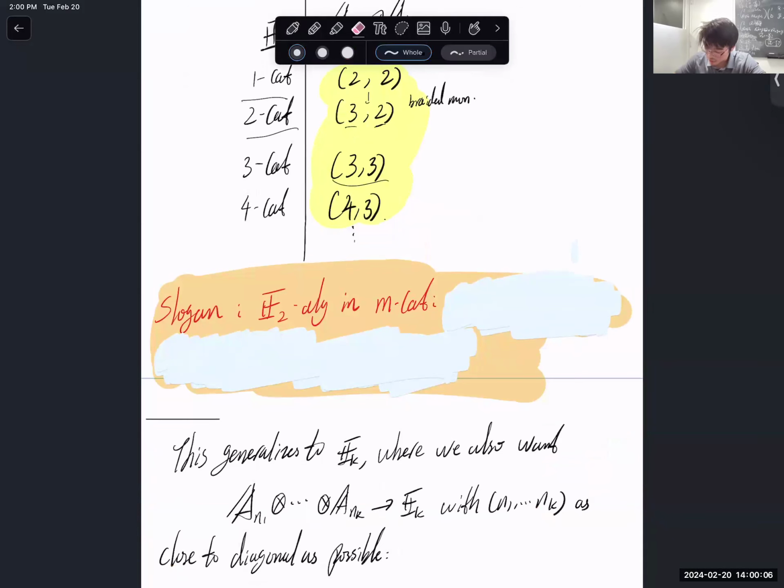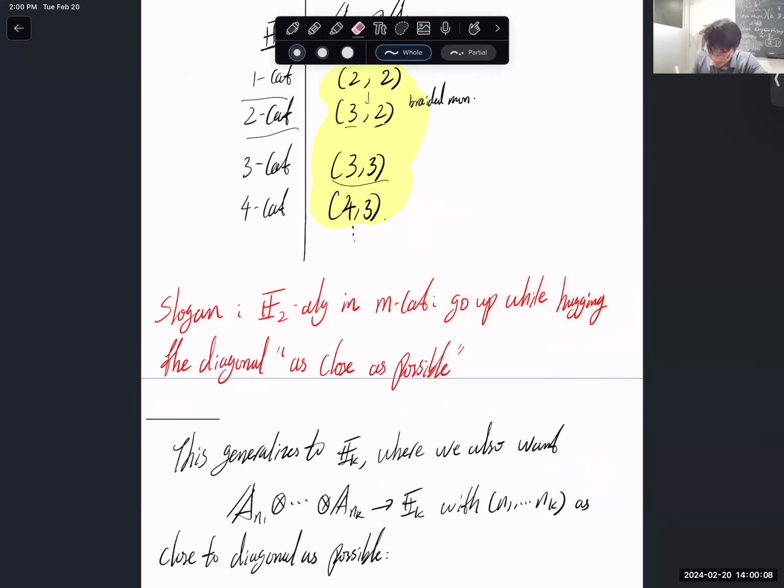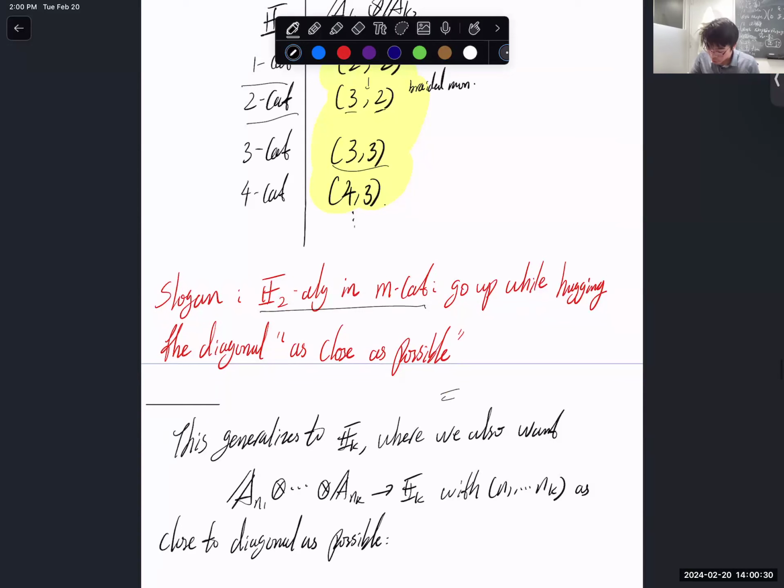Now this is the slogan: to define an E2 algebra in an M-category, you just go up this AK1 tensor AK2 plane, but hugging the diagonal. Every time you increase by 1, just go up one more step. More generally, this result even holds for En. So remember that E2 is E1 tensor E1.